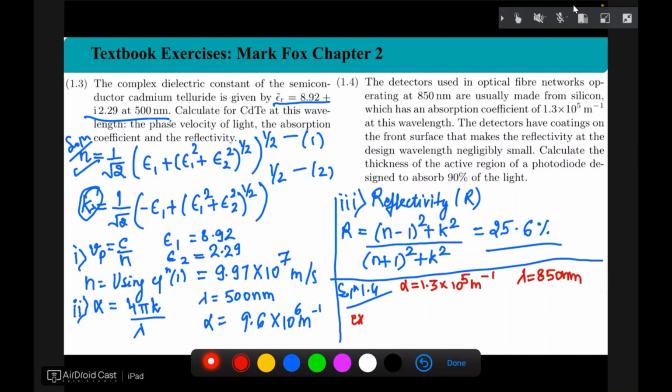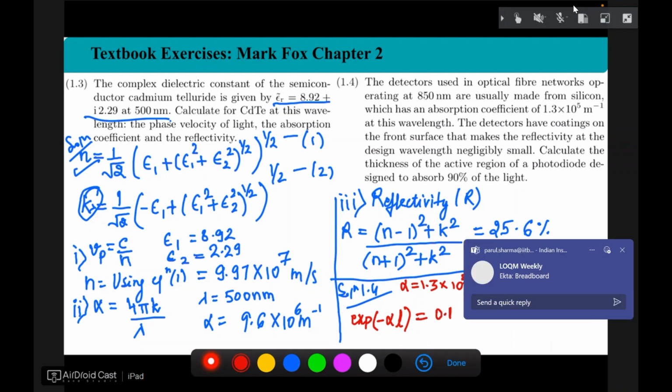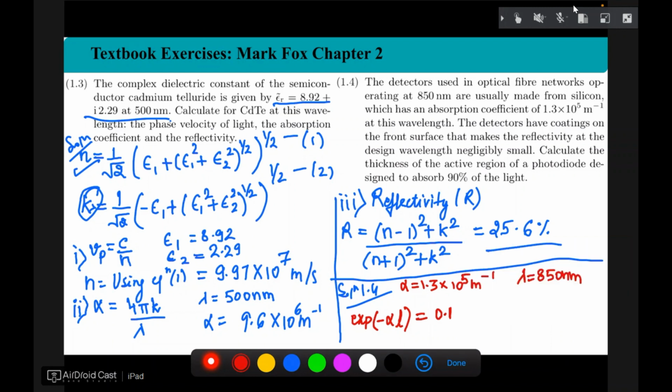So exponential minus alpha x, so that will give us the alpha l. Since 90% of the light is absorbed, only 10% of the light is transmitted, so in the output it is 0.1. So by using this we can get the value of l.